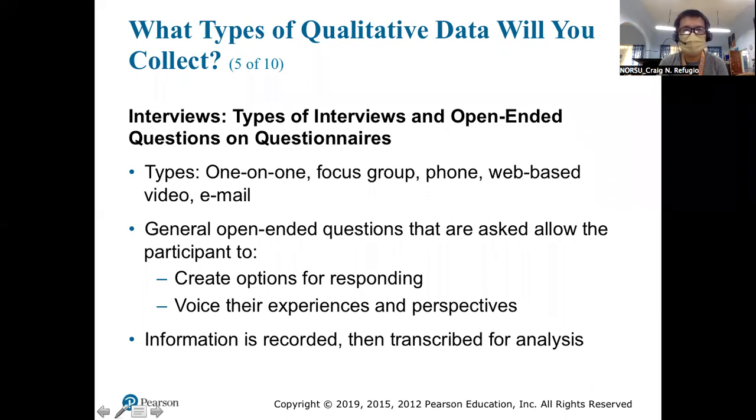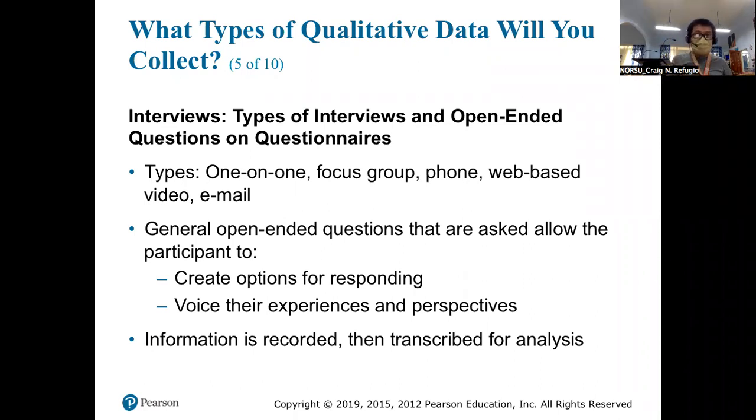So we have here the types: one-on-one, focus group, phone, web-based video, and email. The general open-ended questions that are asked allow the participants to create options for responding. The second one is to voice their experiences and perspectives, and information is recorded, then transcribed for analysis.